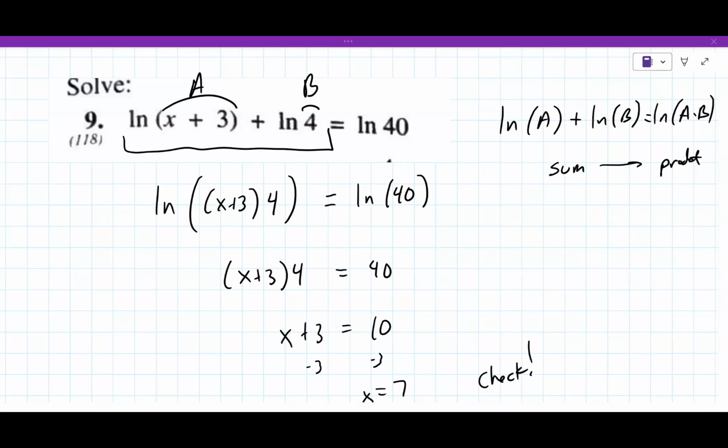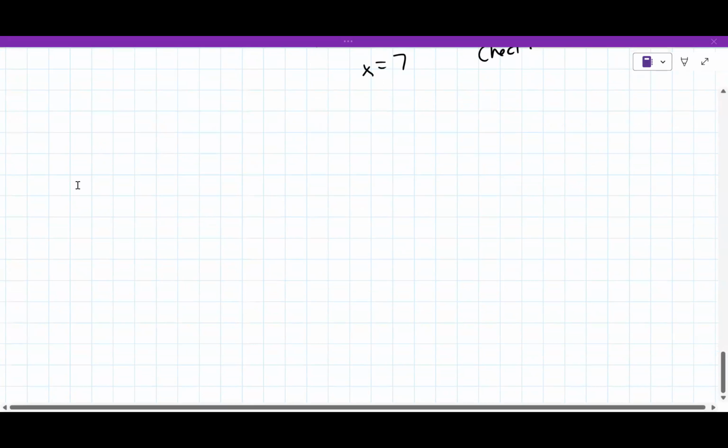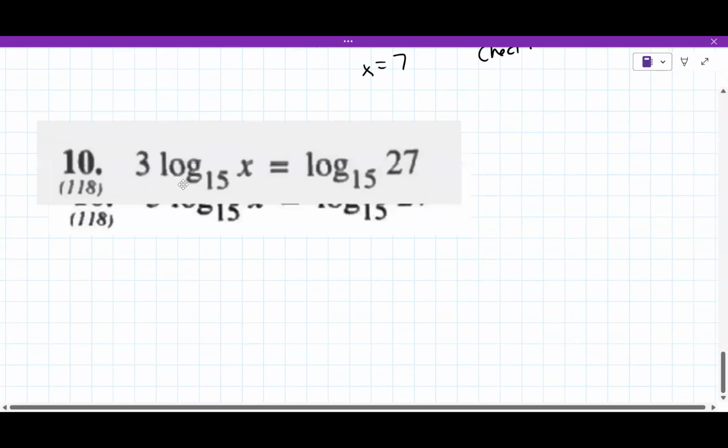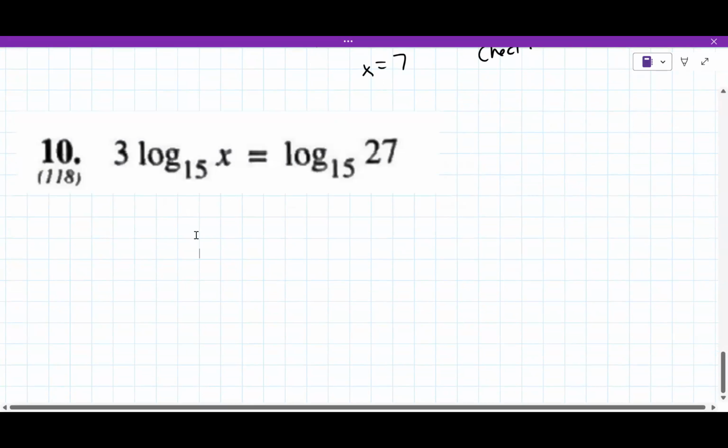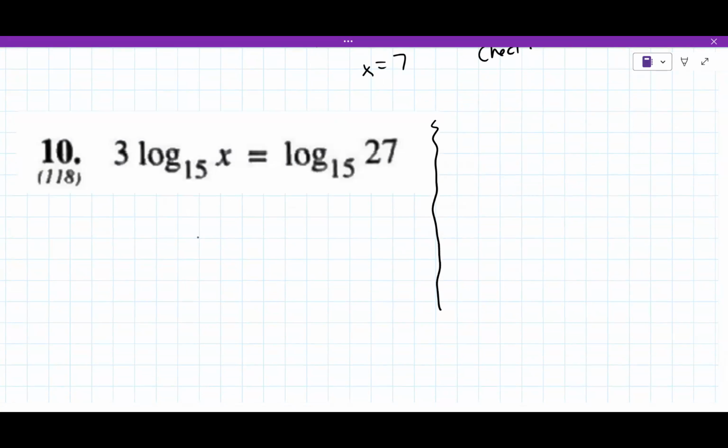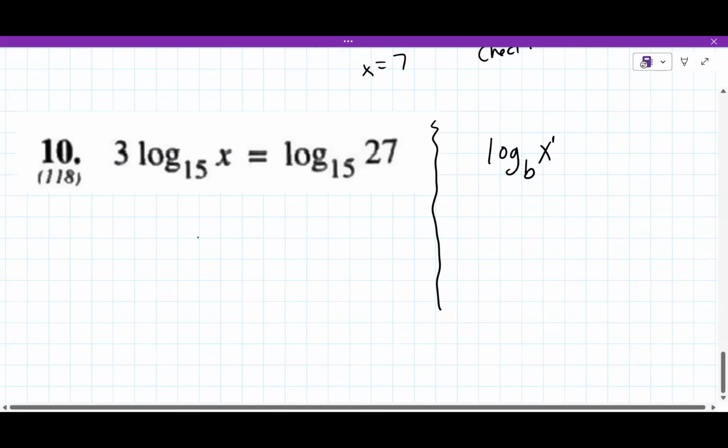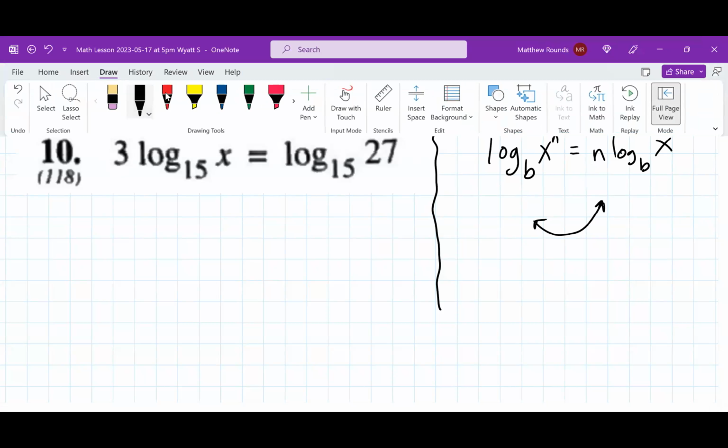Okay, number 10, we'll look at another logarithm thing. There's another property of logarithms, which says log base b of x to the n becomes n log base b of x. And these properties are bidirectional. You can go either way. What it's saying is if there's an exponent, you can bring it out in front. If there's a number out in front, it can become the exponent. That applies here to this 3. This 3 becomes the exponent.